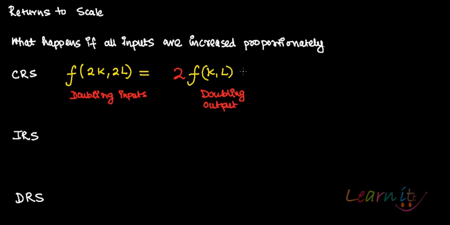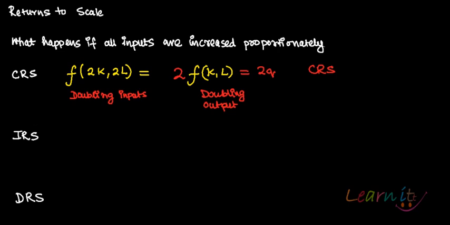Okay, that is, your F(K, L) was just say Q, and now it is 2Q. Now, this is the case of CRS. That is constant returns to scale. You increase your capital and labor to 3 times, your output would increase to 3 times. So that is constant returns to scale.